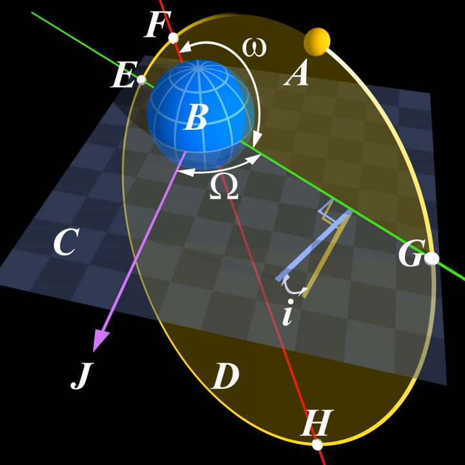Compute the mean anomaly M = nt, where n is the mean motion, np = 2π radians, where p is the period. Compute the eccentric anomaly E by solving Kepler's equation: M = E − ε sin E.